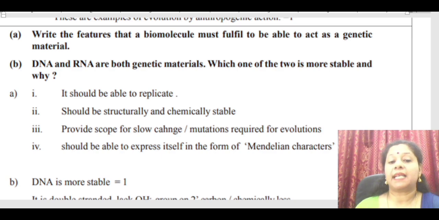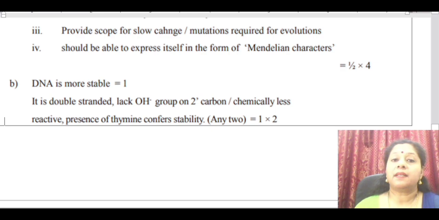It should be able to express itself in the form of Mendelian characters. That is also possible with the DNA. Now the question is, which is more stable, DNA or RNA, and why? So DNA is more stable.